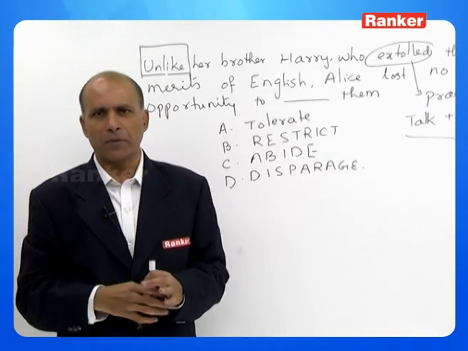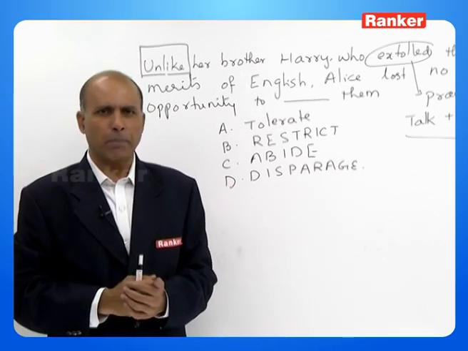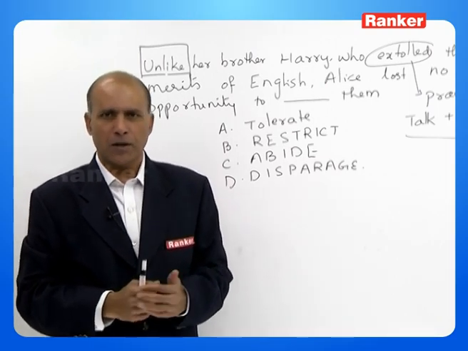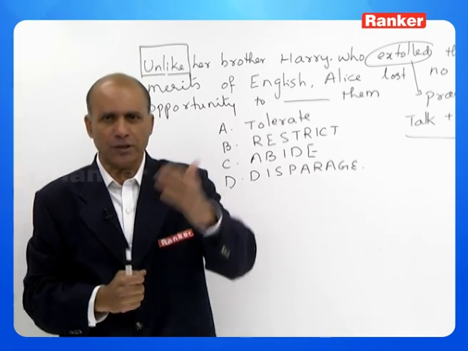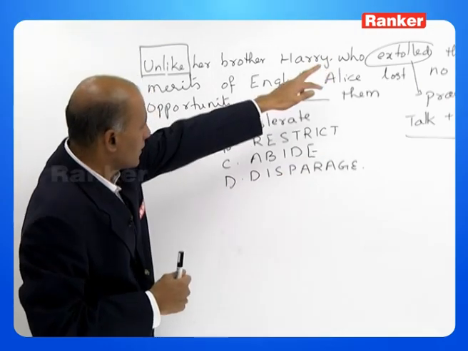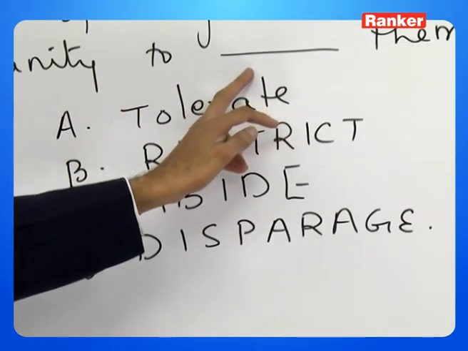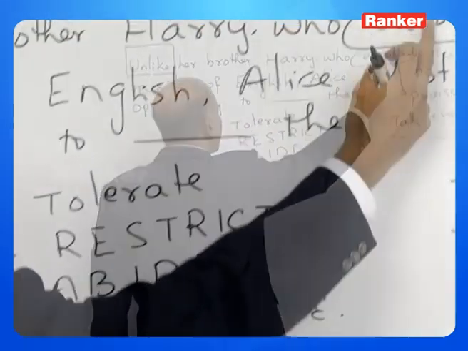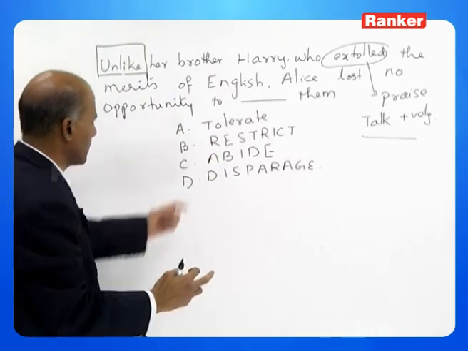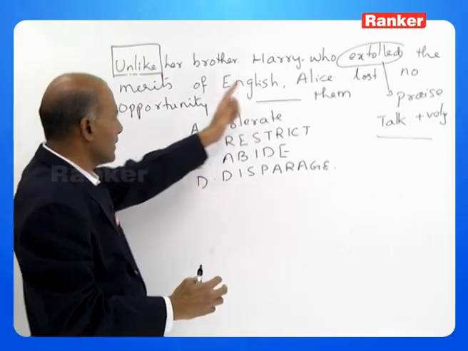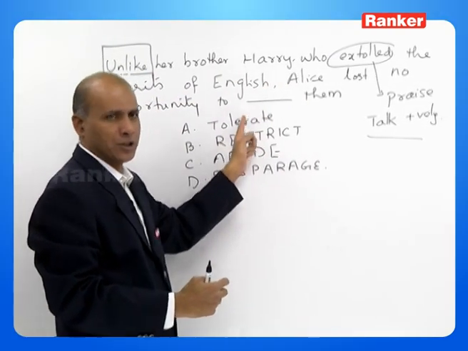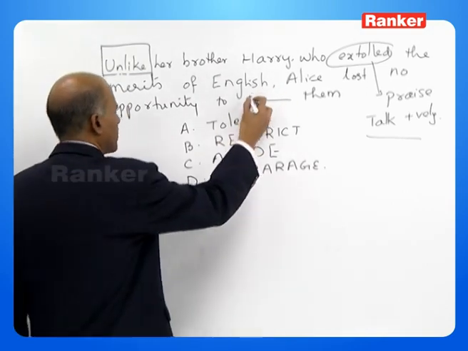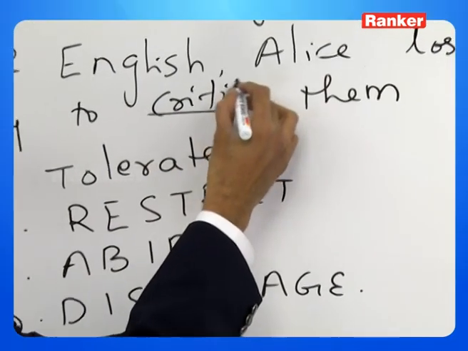Suppose my brother and I went to a movie. My brother praised the movie a lot, but unlike my brother, I dashed the movie. That means I did something opposite of praising. So, Harry praised the merits of English, but unlike Harry, Alice dashed English. What did she do? She criticized.